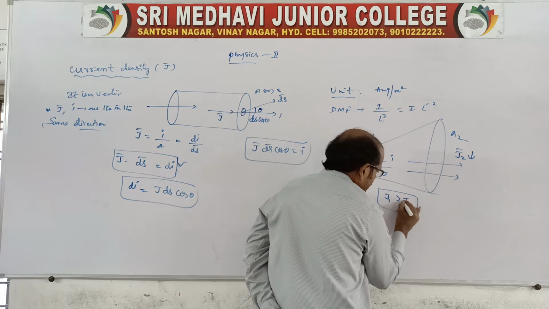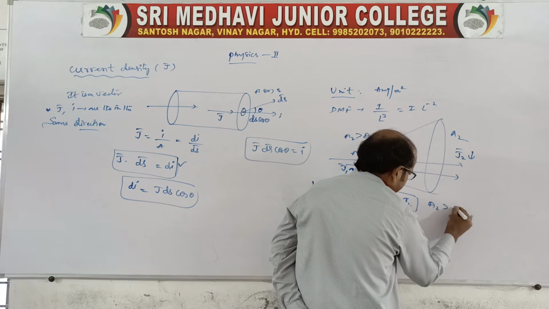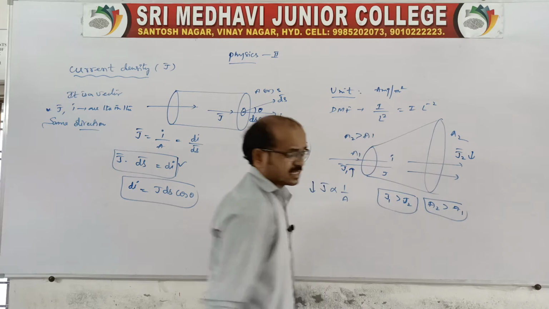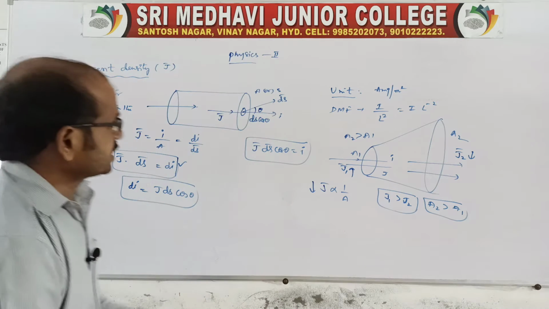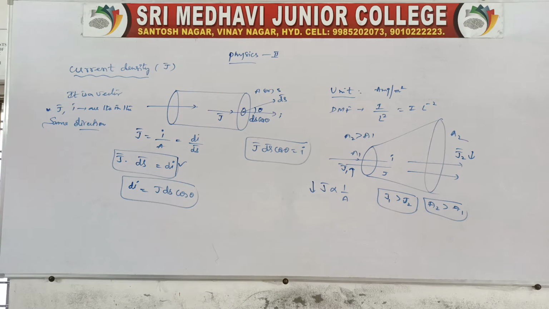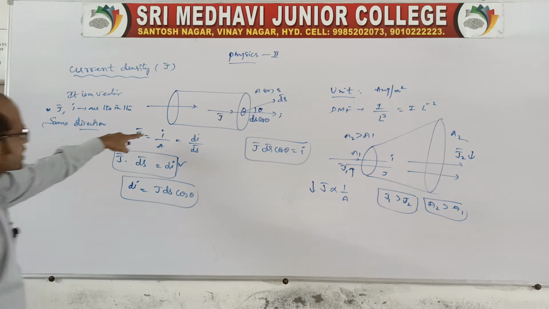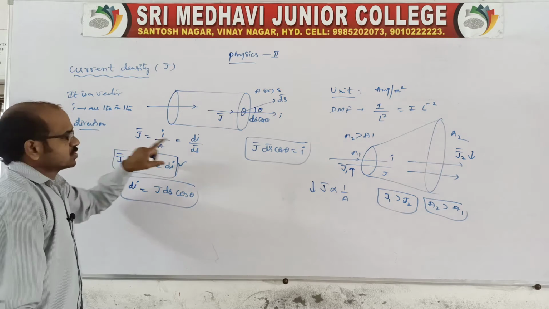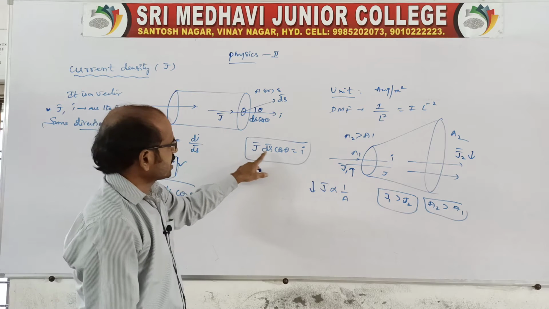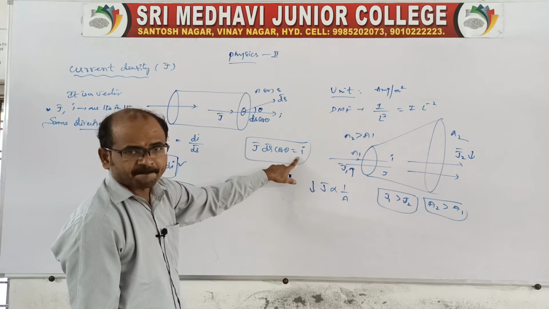Whereas the areas are what? A2 is greater than A1. That is to be related to the current density. Clear? So it is about current density, and the statement is: current per unit area of a cross section. Current per unit area of a cross section. So here I = ∫ J̄ · ds cos θ.